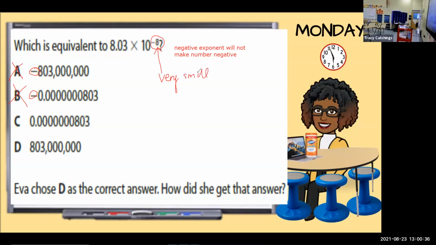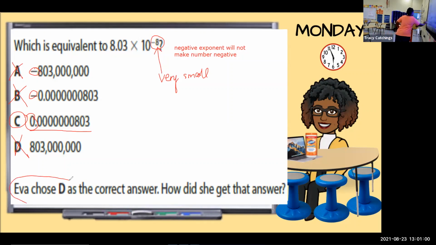Good job. So the correct answer, Jamal, would actually be C. And if you look at it this way, it does have the 0 in the front. Good job. So definitely make sure we understand that a negative exponent does not change the value to negative, and then have another look and make sure that it's a big number or a small number.